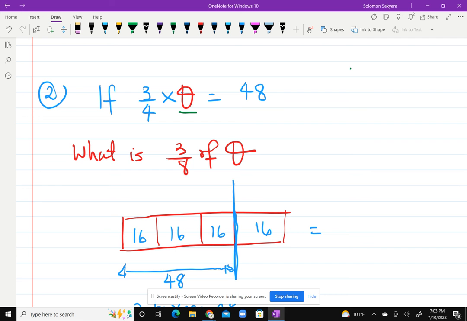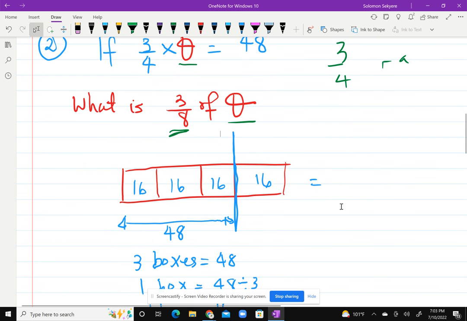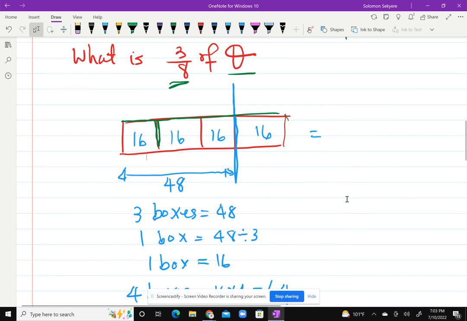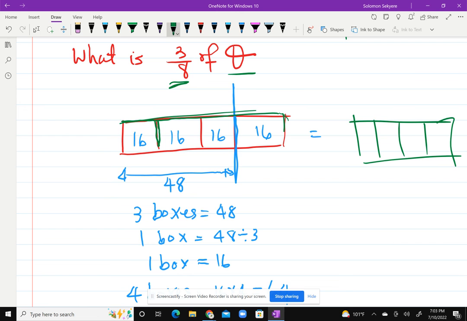Okay, 3/4 times theta is 48. Basically, it's saying that 3/4 of a number is 48. What is that number? We need to find that. Okay, the question is what is 3/8 of that number? So we need to know that number first. Okay, so 3/4, that means if we divide the number into 4 parts, I draw a box, right? I draw a box, and then 1, 2, 3. I draw 3 lines in there.